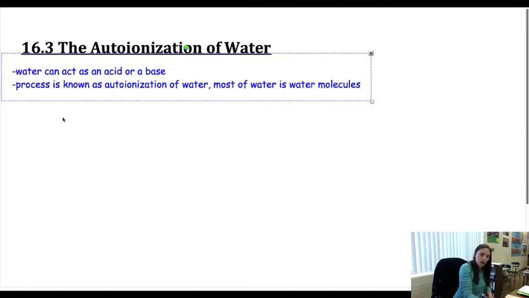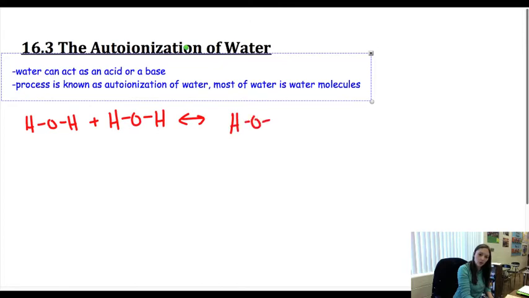So our process looks like this. I've got water, H2O, plus another water, H2O. One can act as an acid, one can act as a base, so I've got a double-sided arrow. I'm going to make HOH, an extra one there, because one of these is going to lose to another one. And then I'm going to end up with my OH minus. So one's acting as the acid, one is acting as the base, and this is actually very rapid in both directions.